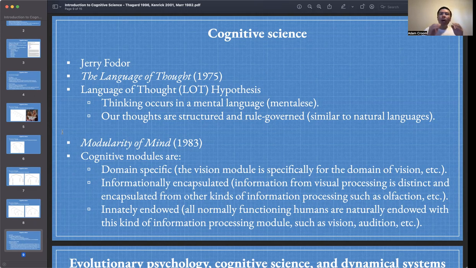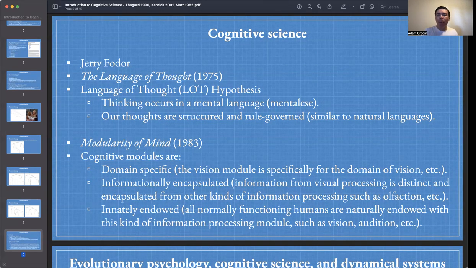So on this view, a language module, if Chomsky is right that we must think of the mind as having a language module in order to account for language acquisition, then these are the properties that the language module must have, okay?